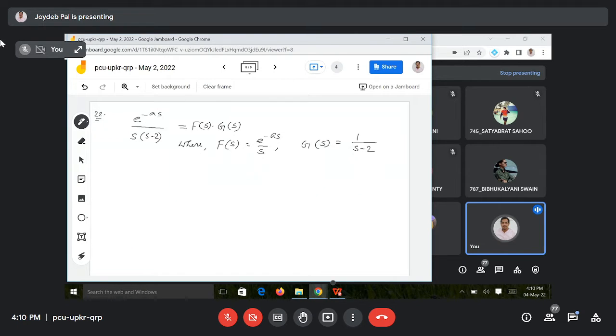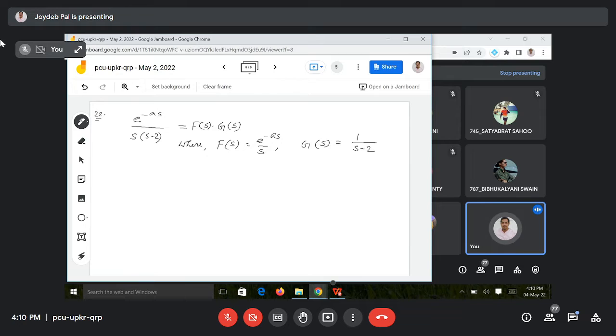You can take some other combination of F(s) and G(s) also, like you can take F(s) equal to e to the power minus as, and G(s) as 1 by s into s minus 2. There are many more combinations of this form F(s) into G(s). I am taking this one, F(s) and G(s).